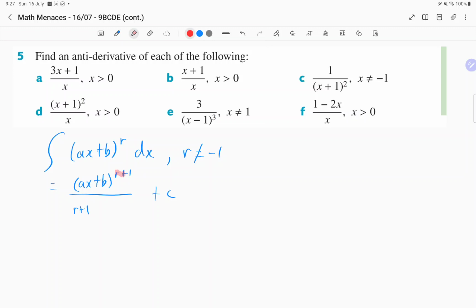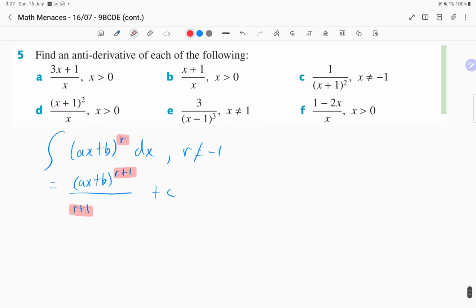Almost correct. So first, you add 1 to the power, right? And then you divide by the new power, right? Oh, you got to derive the inside of it, don't you? So in this case, you need to divide by the coefficient of x as well, which is the a there.